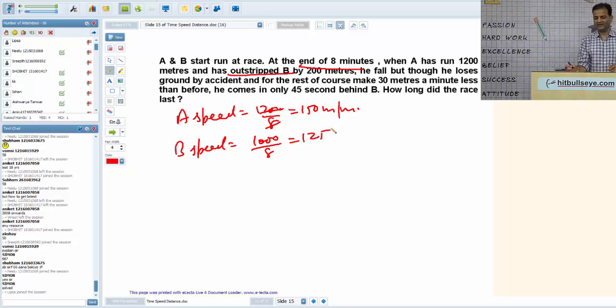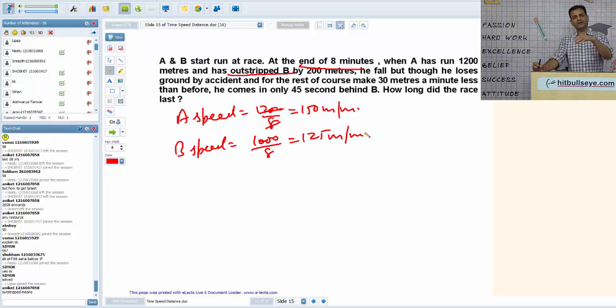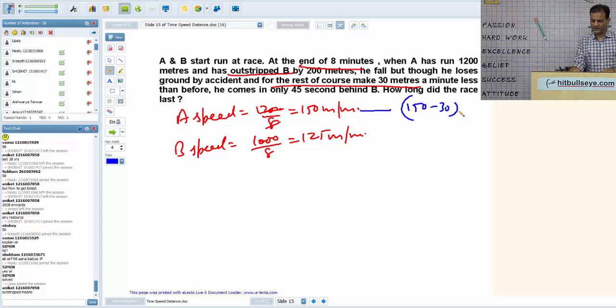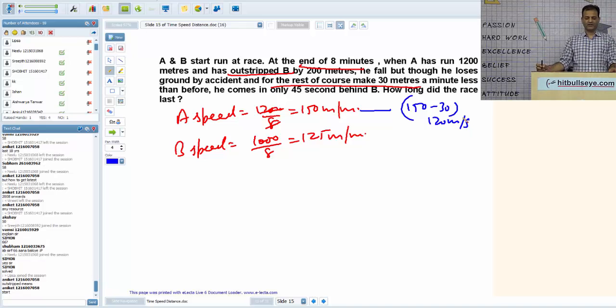There is no need to write all these things, but for those students who are not aware, I have to write. You can do it orally. In 8 minutes, 1200 divided by 8 is 150, and 1000 divided by 8 is 125. Then A falls and loses ground by accident. For the rest of the course he makes 30 meters a minute less. Now after that, what is A's speed? 150 minus 30, that means 120 meters per minute. He comes in only 45 seconds behind B.